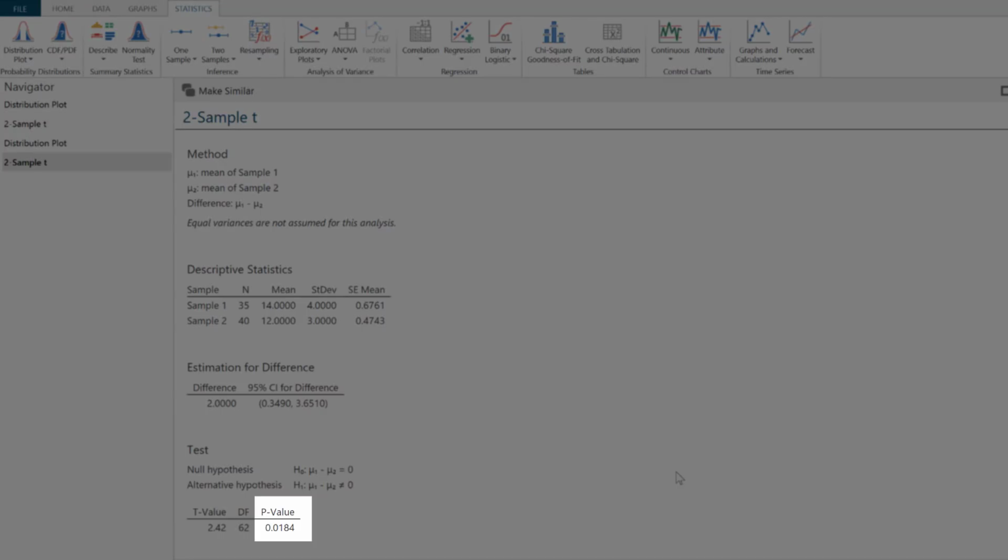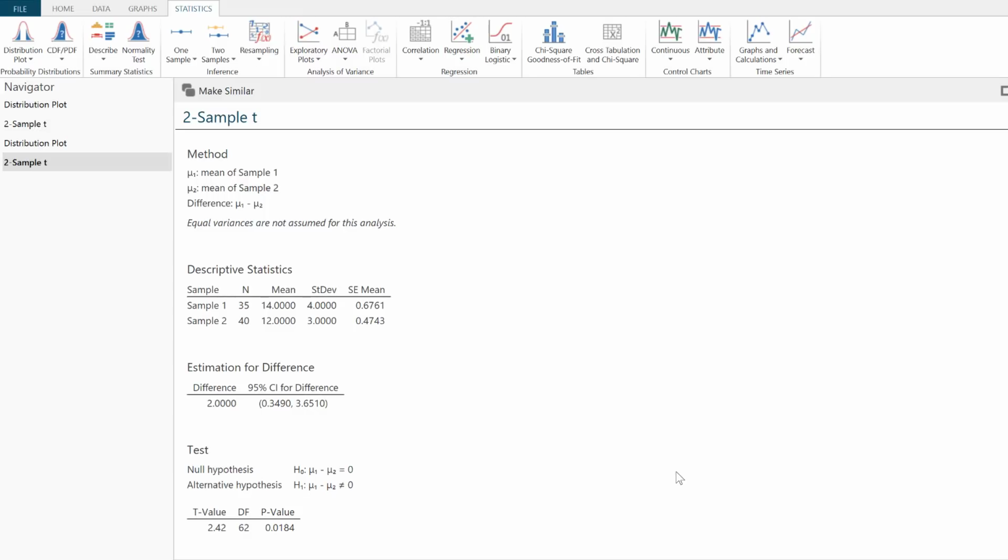Step 3, determine the p-value. That's 0.0184. Step 4, make a decision. The p-value is less than the standard 0.05 alpha level. We reject the null. And step 5, state a real-world conclusion. There is evidence that the average quiz scores differ for the students in the morning and afternoon sections of this course.